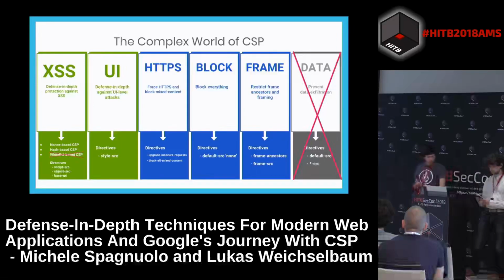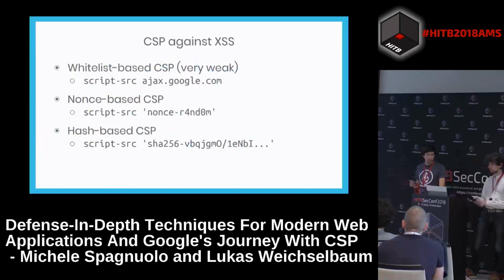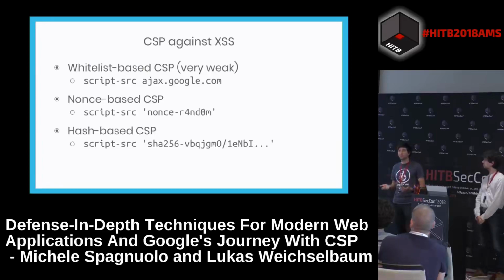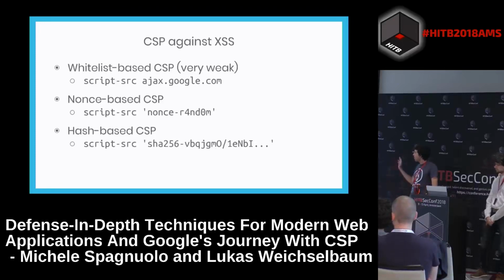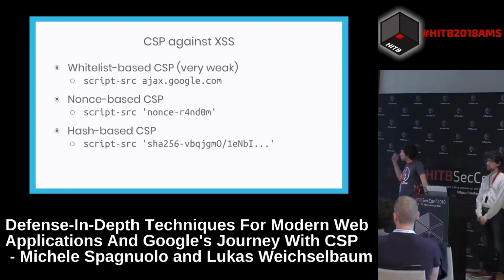So in our talk, we'll mostly focus on the XSS part, because this part is already complicated enough, and we could probably fill two or three talks just with these topics here. There are about three flavors of CSPs that can be used to mitigate cross-site scripting. There's the very popular whitelist-based CSPs. You basically have a list of hosts or origins that you allow the site to load scripts from.